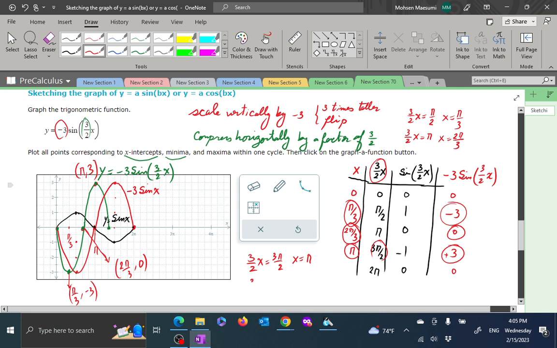How about 2 pi? If 3/2 x is 2 pi, x is 4 pi over 3. At 4 pi over 3, the value of the function is supposed to be 0. That's what this point is: 4 pi over 3 and 0. So we did it by transformations, and we did it also by tracking points. You pick your favorite. As an engineer or scientist, you want to understand the movements.